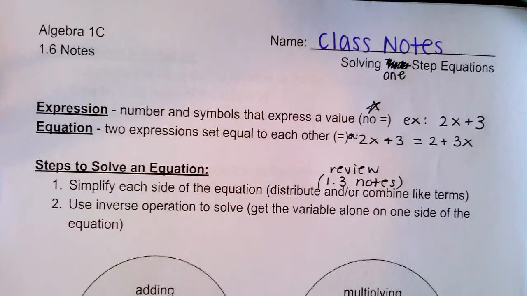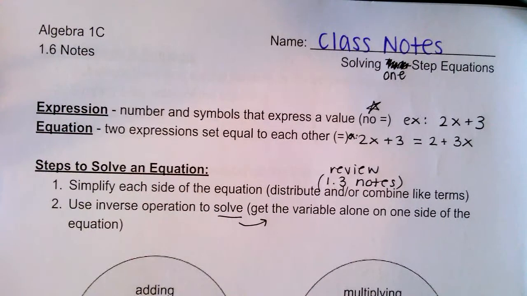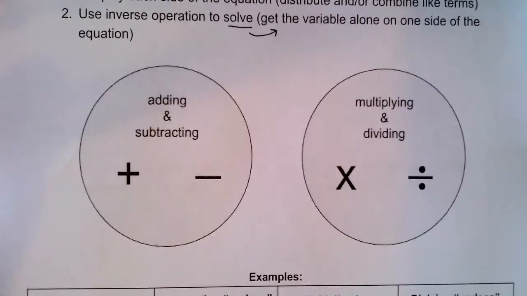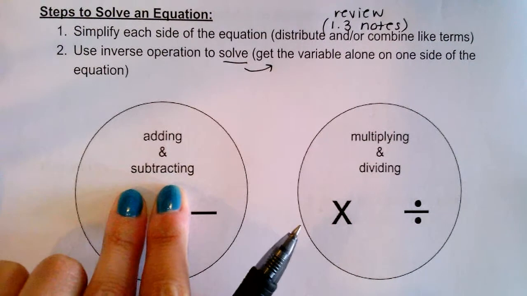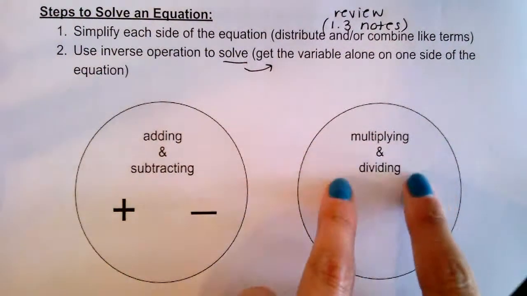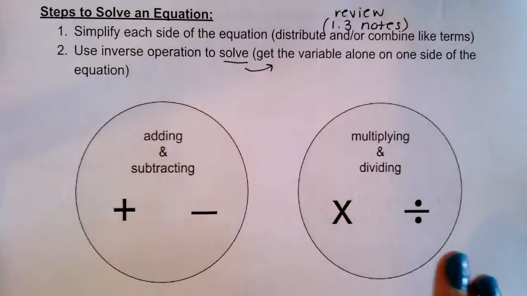Then we are going to use inverse operations to get the variable alone on one side of the equation. So this is the definition for solving. We want to get that variable alone. We want to isolate it. So when we are thinking of inverses, we know that adding and subtracting are inverses or opposites, right? So inverse means opposite, and multiplying and dividing are opposites of each other too. So this is just good information to know, and you have them in front of you here while we're working.